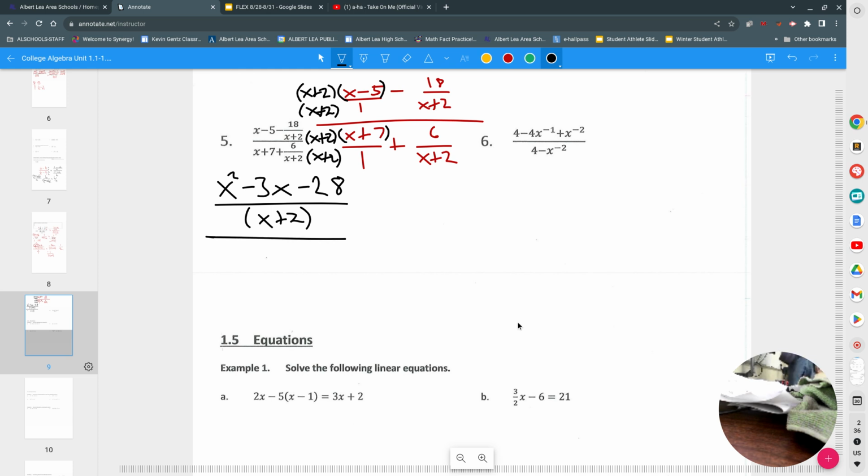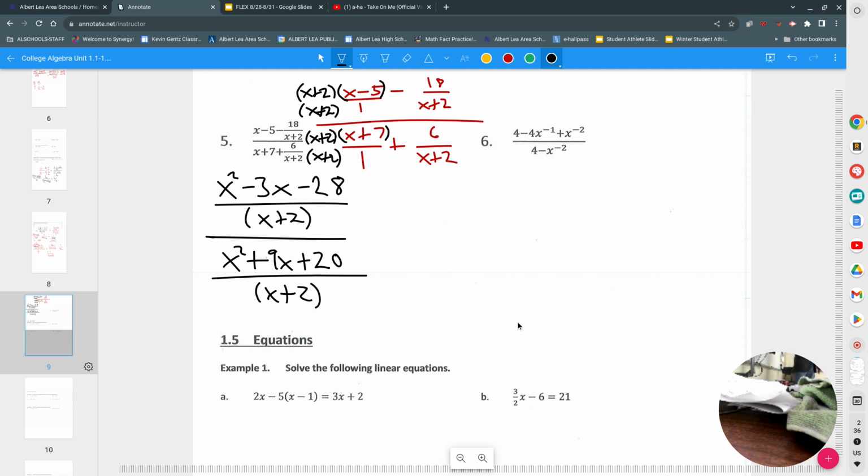Over, now I look to this denominator. I have x times x is my x squared. I have a 2x and a 7x, which will make 9x. And then I have 2 times 7 plus the 6. Grand total of 20. And that is all over the new denominator of x plus 2.